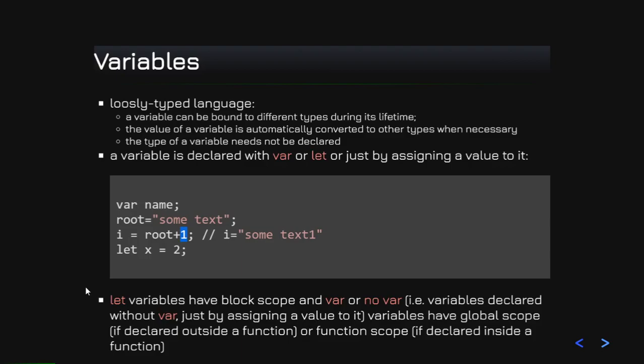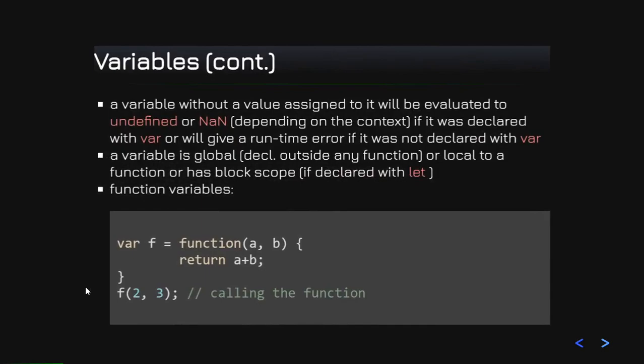So we have these three types of scope where the variable is visible: the global scope throughout all the JavaScript file, the function scope, so inside the function in which the variable is defined, and block scope, so the variable is visible only in that specific block. A variable, as I've already said, without a value assigned to it will be evaluated to undefined or not a number, depending on the context. If it's a numerical context, it will be evaluated to not a number. If it's not a numerical context, it will be evaluated to undefined. And a variable without a value will be evaluated to undefined if it was declared with var, or will give a runtime error if it was not declared with var or let.